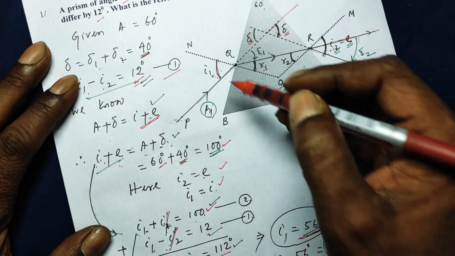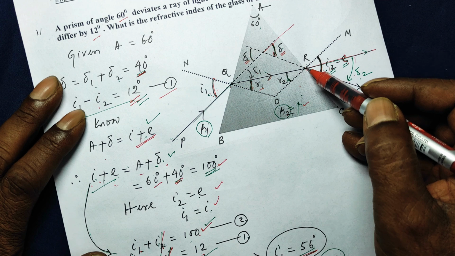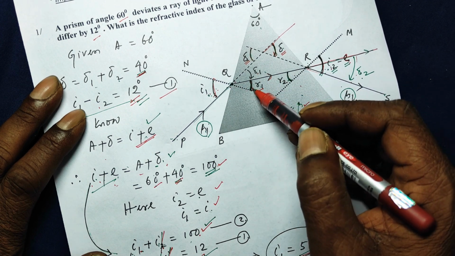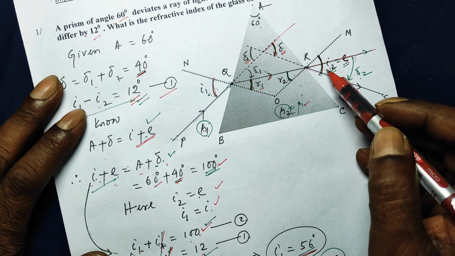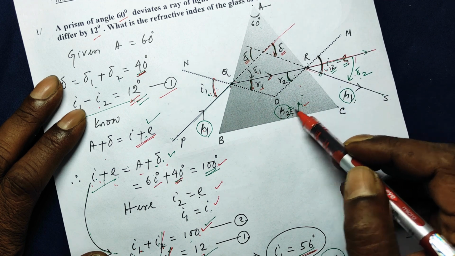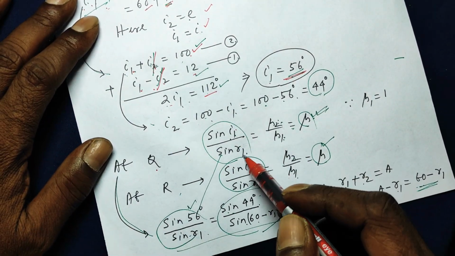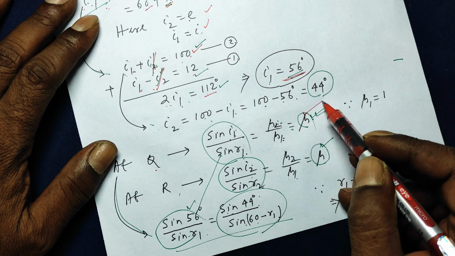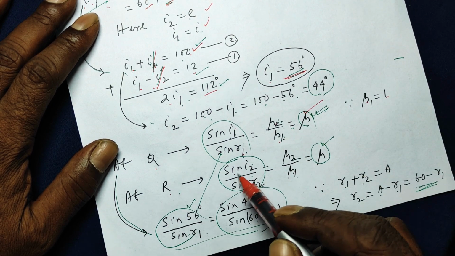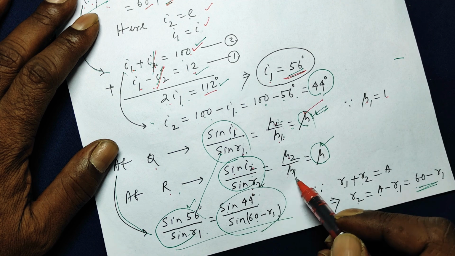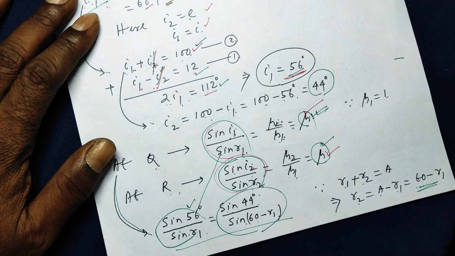It means this angle is found out. Now let me apply Snell's law at point Q and point R. Here sin I1 over sin R1 will be mu2 over mu1, and here sin I2 over sin R2 will be mu2 over mu1. So at Q, sin I1 over sin R1 is mu2 over mu1, that is mu, since mu1 is 1. Similarly at R, sin I2 over sin R2 is mu2 over mu1, that is also the same mu. So this is equal to this.